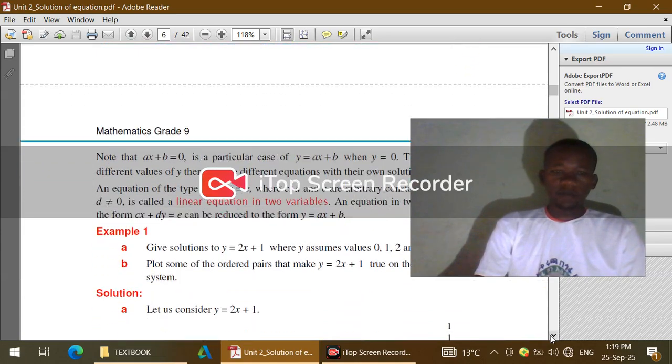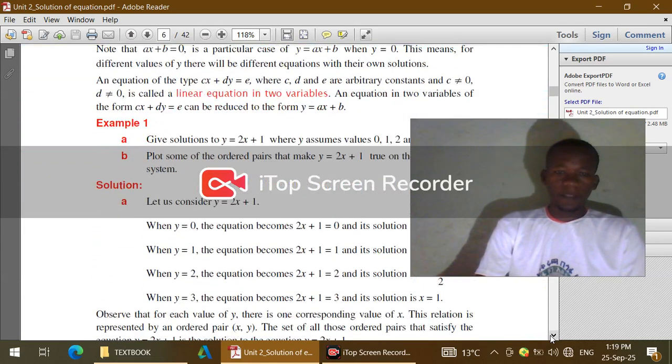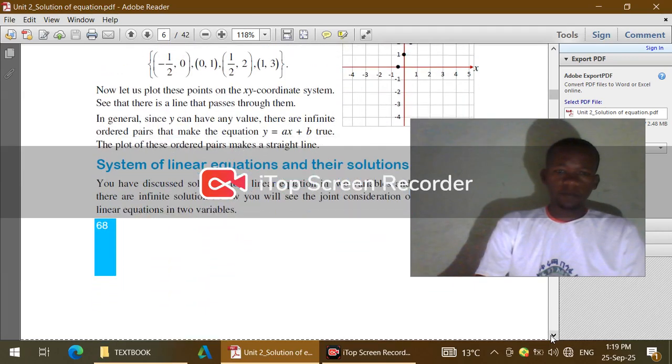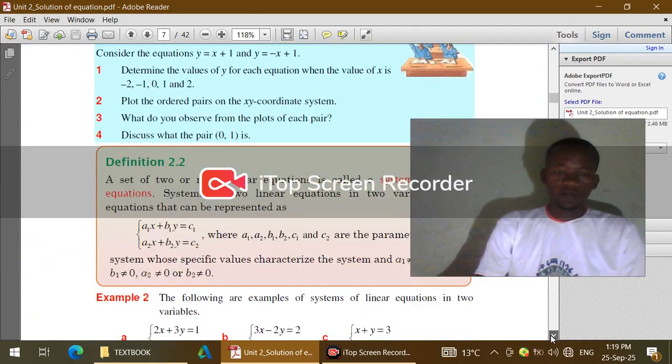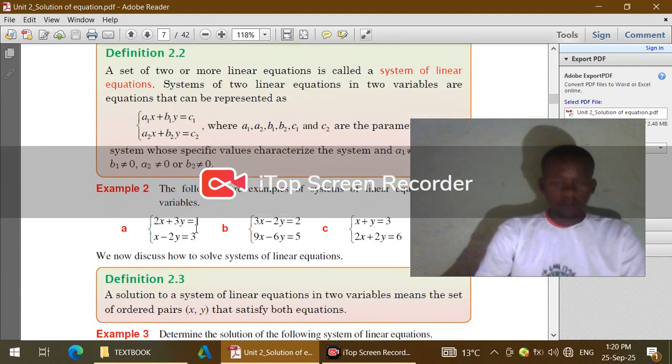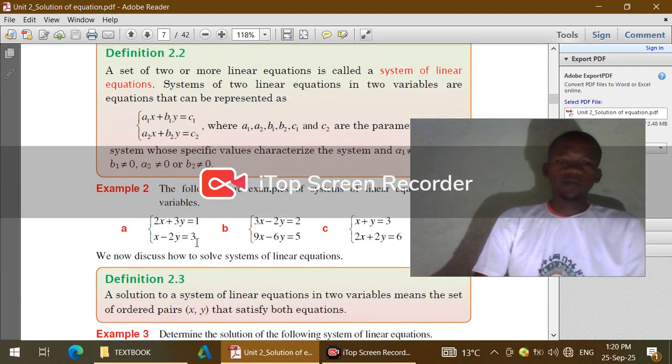Before seeing activity, you have to see examples. So let's see examples of linear equations involving two variables. Example 2: 2x plus 3y is equal to 1 and x minus 2y is equal to 3.